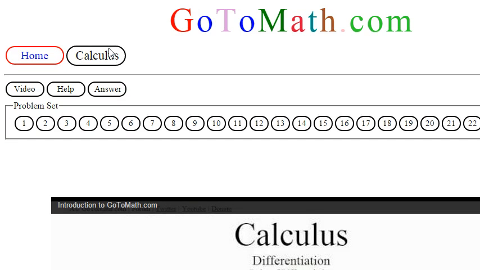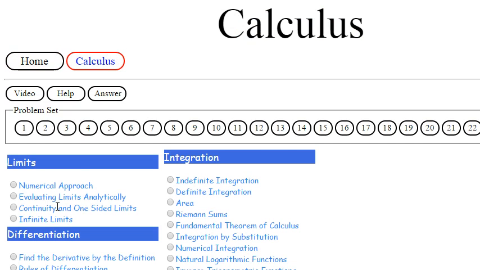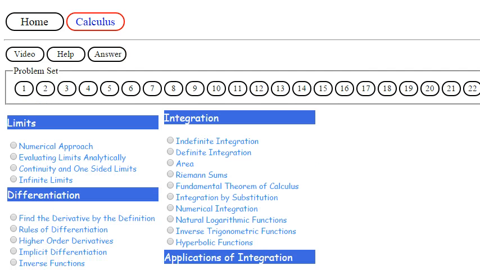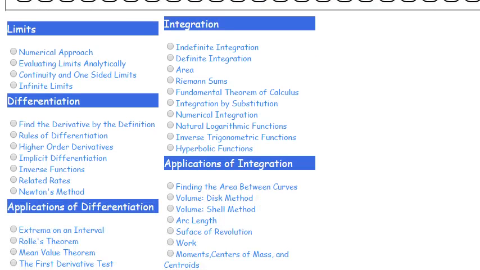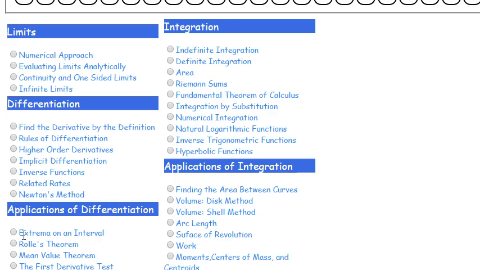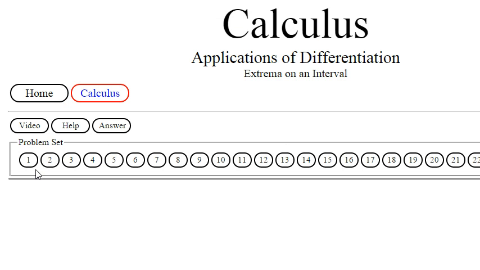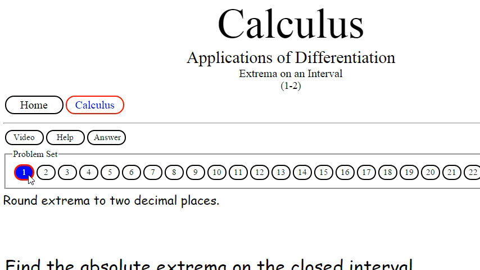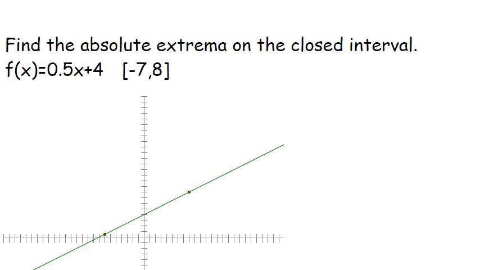Okay, we are at gotomath.com. Let's click on the calculus, and what do we need to go down to? The Extrema file. No, it's called the Extrema on an interval. And what exactly does that mean? Well, I shall tell you here in just a second. We want 1-1 to come popping up.